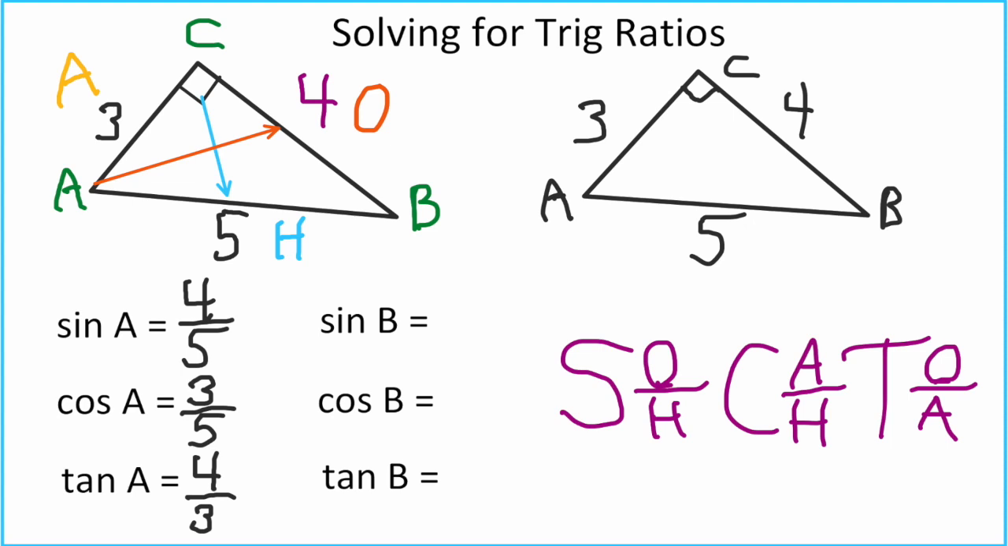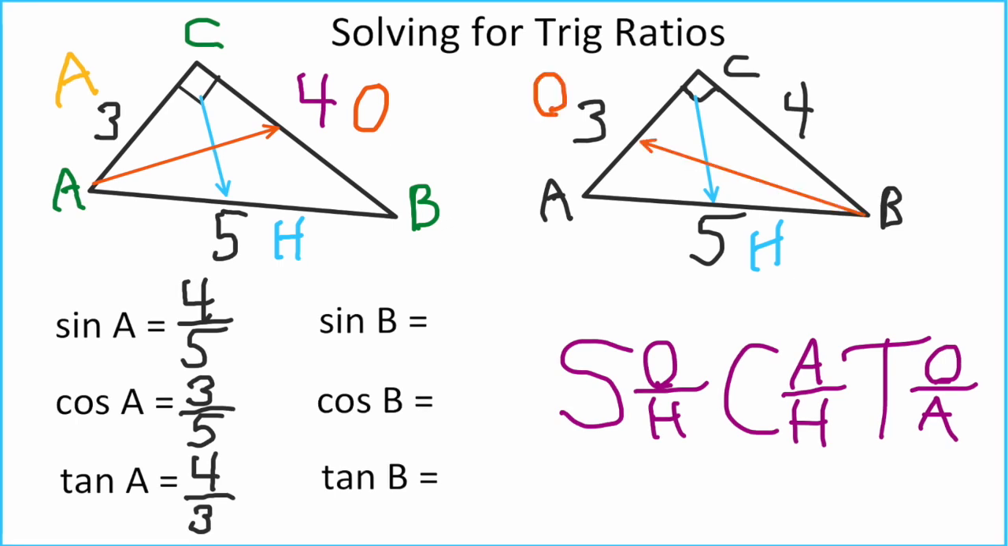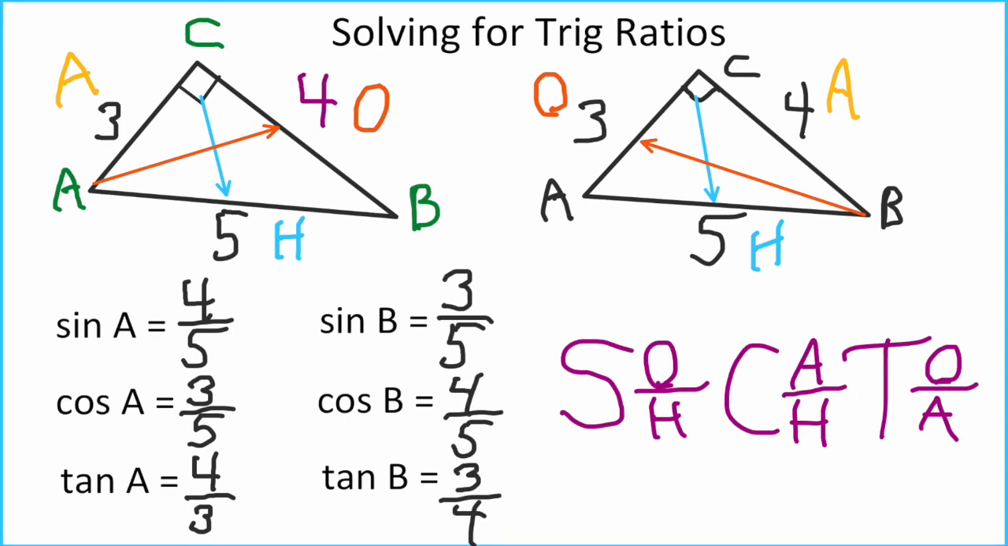All right, let's check it. So hypotenuse is the same side. This time you draw your arrow from angle B to the opposite side, and that leaves the 4 as your adjacent side. So now we use this triangle to answer our last 3 problems. You should have gotten a sine of B as 3 over 5. A cosine of B is 4 over 5. And the tangent of B is 3 over 4.